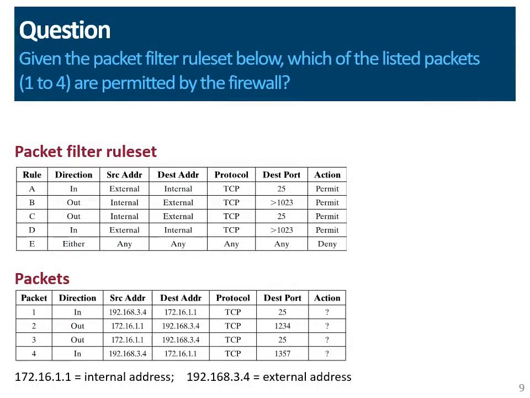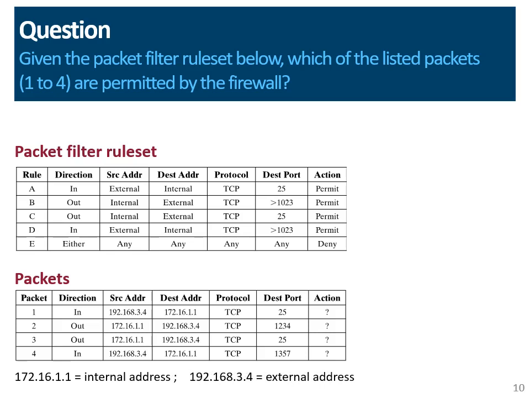And to see if you understand how these packet filtering rules actually work, I have another question for you. So given these 5 rules, A, B, C, D, and E, which of these 4 packets, 1, 2, 3, and 4, would be permitted by the firewall? So which of them would be allowed to pass through the firewall? Here you can assume that the address 172.16.1.1 is an internal one, and 192.168.3.4 is an external one. Feel free to think about this and pause the video.